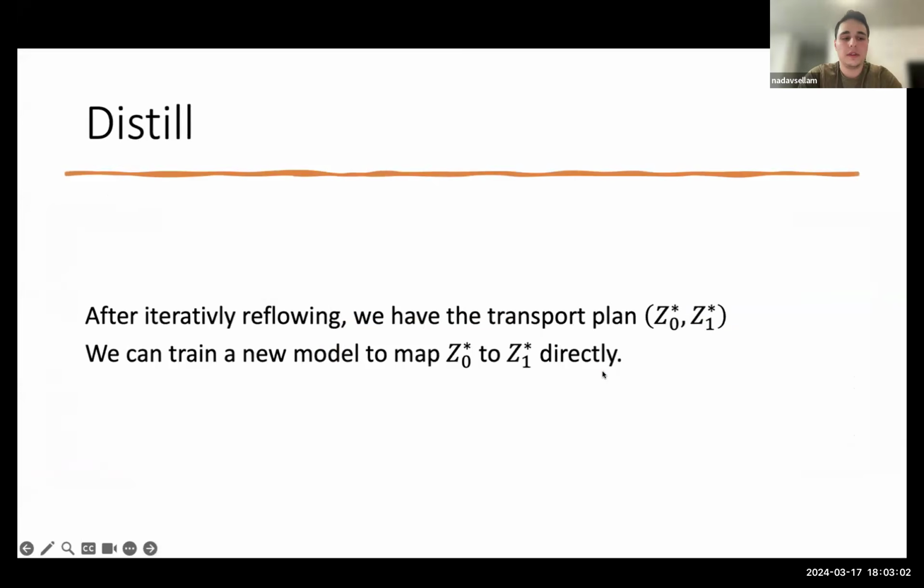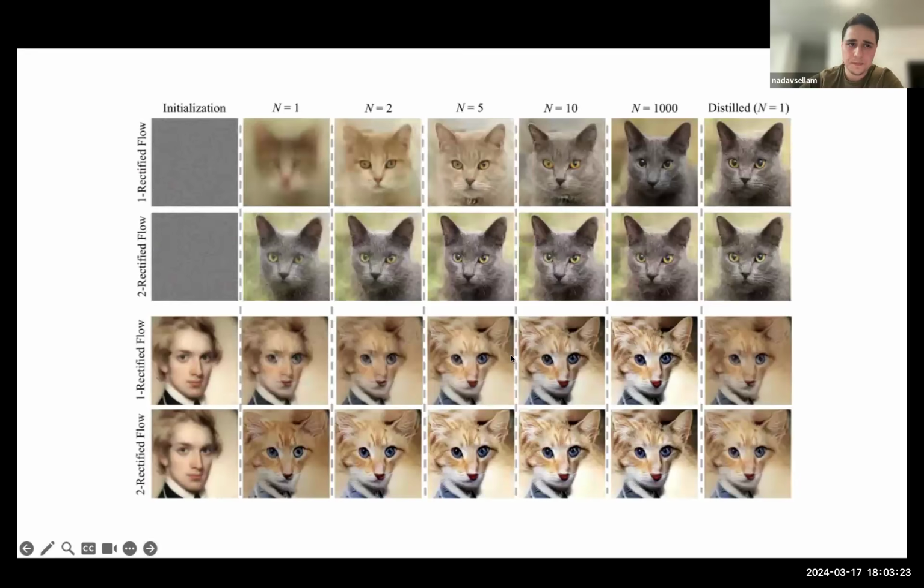So the last improvement they suggested was to, after finding the final transport plan, Z0 star and Z1 star, distill it using a separate model. So we found this matching, this coupling. Now we can just use this coupling to train a fast forward model to map Z0 star to Z1 star directly, without the need for a vector field or an ODE.